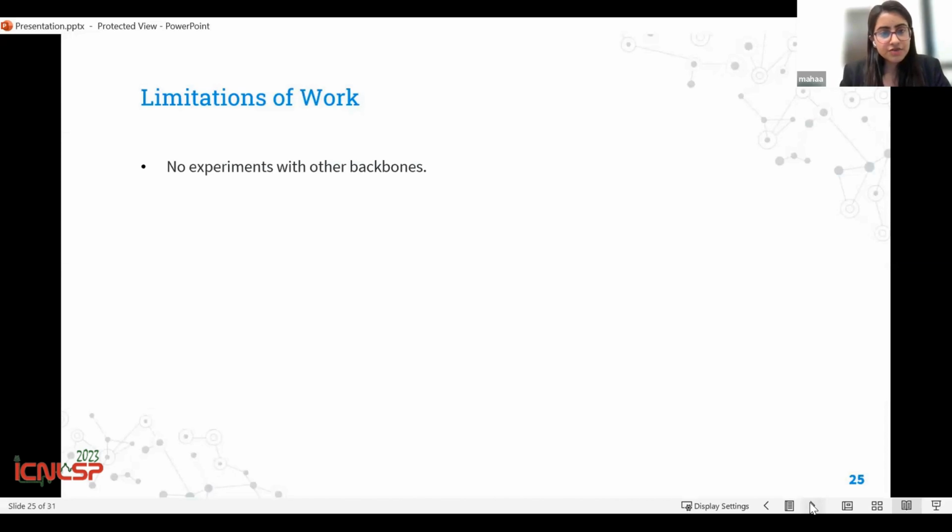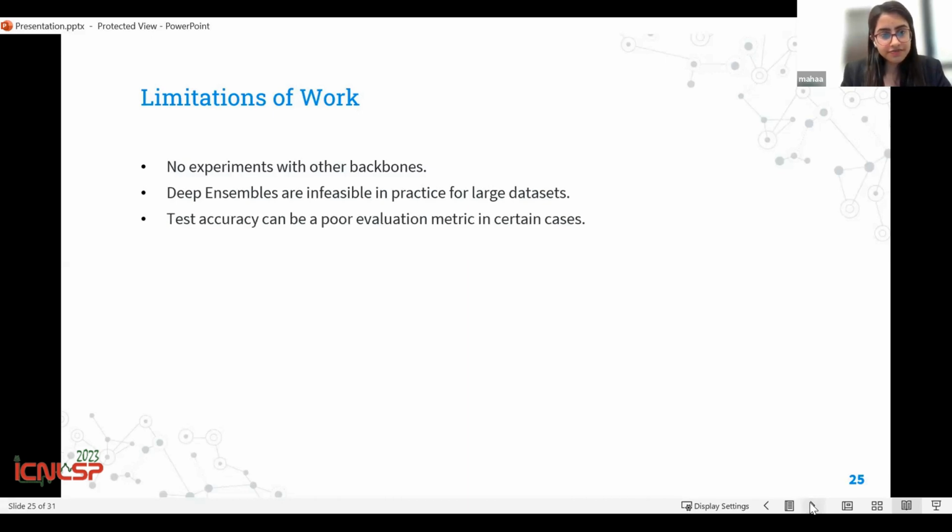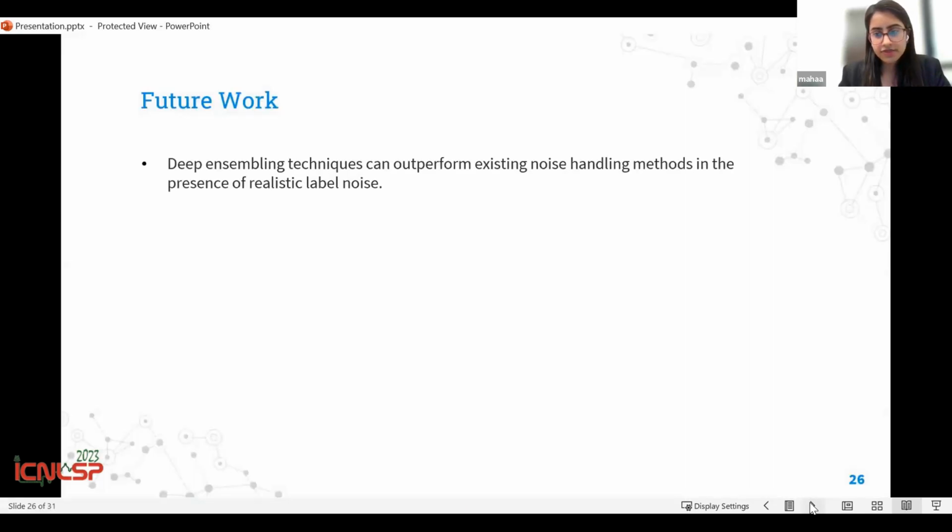There are various limitations of our work. The first one would be that there are no experiments with other backbones. We only considered BERT-based models, but other backbones such as RoBERTa were not considered. Deep ensembles are infeasible in practice for large data sets. For our case, the data sets we used were significantly smaller, but for larger data sets, this would become infeasible really quickly. Test accuracy can also be a poor evaluation metric in certain cases.